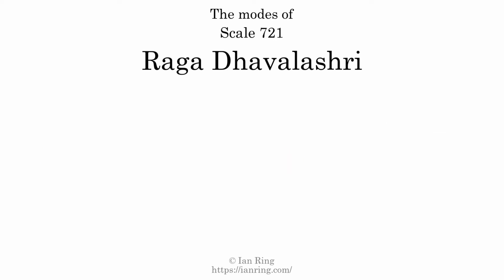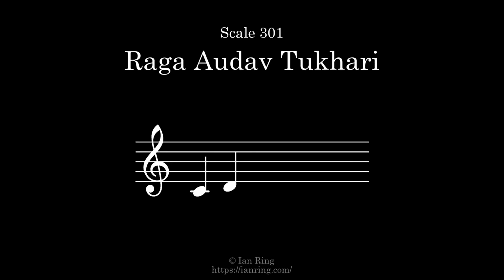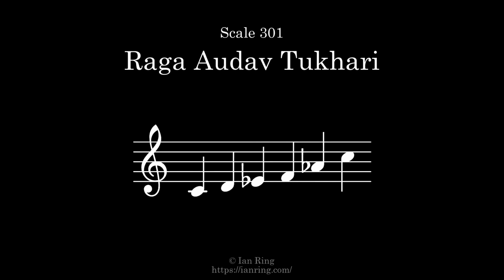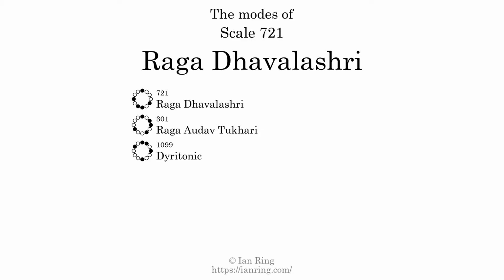This scale has 5 modes. The first mode is itself. The second mode is scale 301, also known as Raga Dhavalashri. It sounds like this. The third mode is scale 1099, also known as diatonic. It sounds like this.